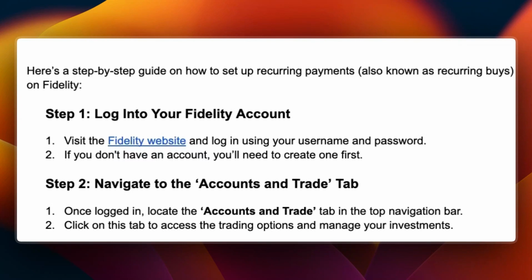Here's a step-by-step guide on how to set up recurring payments, also known as recurring buys, on Fidelity. So there are 6 steps to doing this. Step number 1, log into your Fidelity account. So visit the Fidelity website and log in using your username and password. Then, if you don't have an account, you will need to create one first.